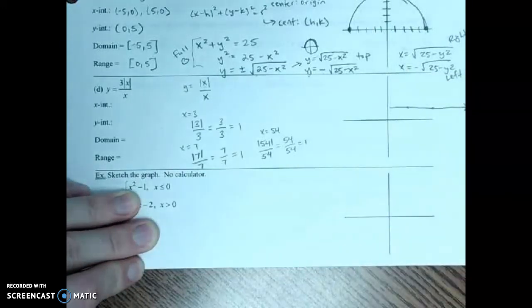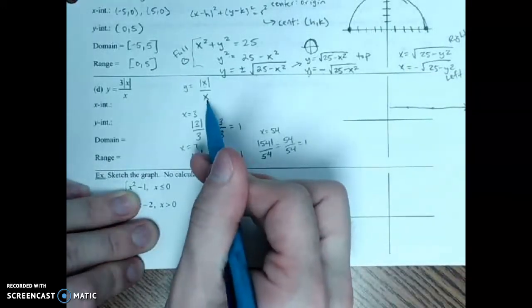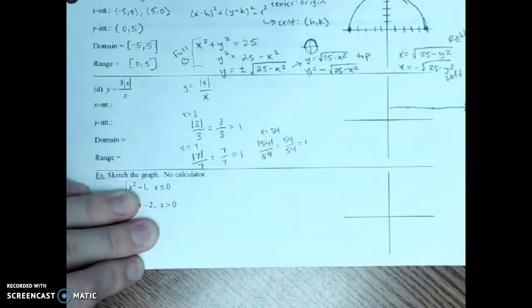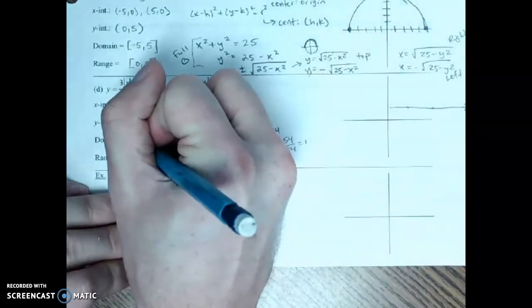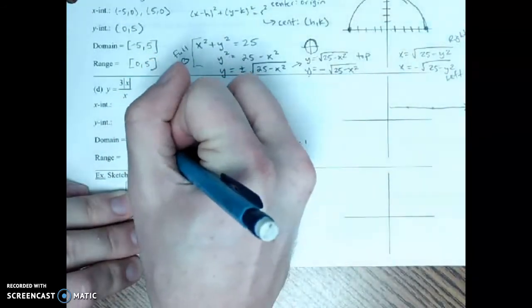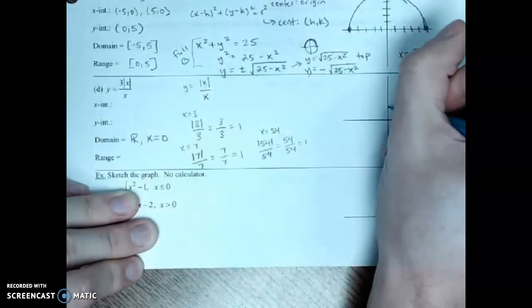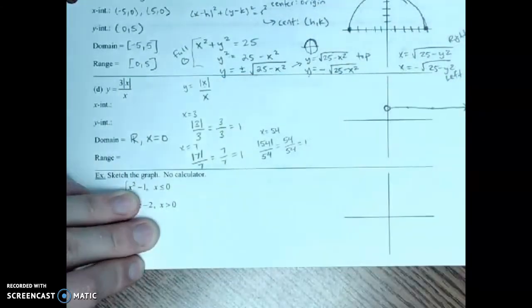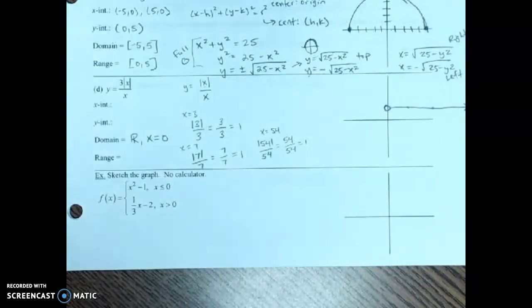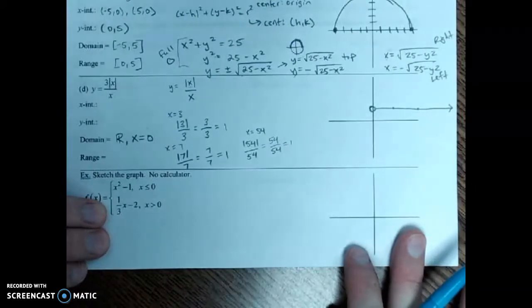Now you can't plug in 0, because if you plug in 0, you're going to have a 0 in the denominator, so that one's not going to work. For the domain, we'll say all real numbers, x can't be 0. And this one is going to have an empty dot right here. But for any positive input, your output is going to be 1.